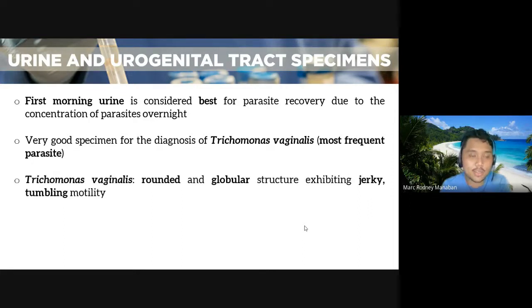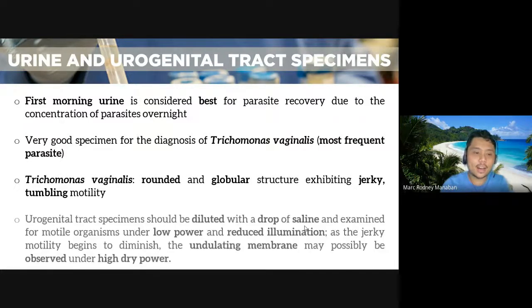Okay, now Trichomonas vaginalis, rounded, globular structure, it has jerky tumbling motility. So we'll discuss more about it when we go to Trichomonas in the discussion of the flagellates. Now, urogenital tract specimens, vaginal discharge, penile, urethral. You should dilute it with a drop of saline and examine for motile organisms under LPO and reduce illumination. So what you're really after is Trichomonas vaginalis. And if you want to see its undulating membrane, you can shift to HPO, or high dry power.